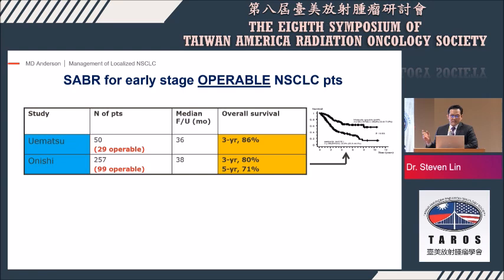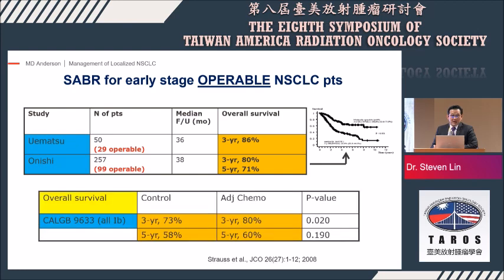If you look at the 3-year overall survival, 80%, in these 2 series that were published from Japan. And you actually compare to the surgical series. This is actually CALGB 9633, a trial that randomized patients to adjuvant chemotherapy after surgery versus observation, but just using that data to look at their survival outcome. Even the patients that got adjuvant chemotherapy, you look at the 3-year overall survival is 80%, right?